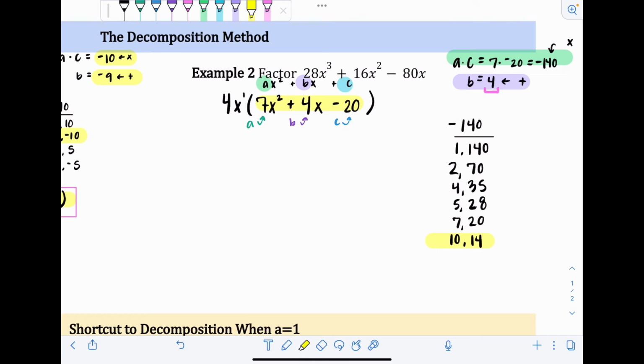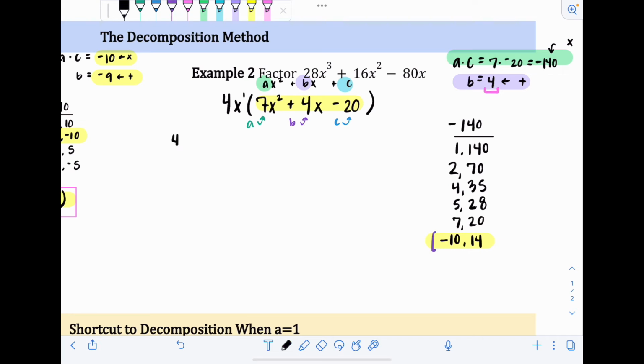And then because they have to add up to a positive 4, that means I need to make my smaller number negative. Because if I made my bigger number negative, made the 14 negative, and I added them up, that would give me a negative 4. And I need it to be a positive 4 once I add them up, so I have to make the 10 negative. So I do negative 10 and positive 14.